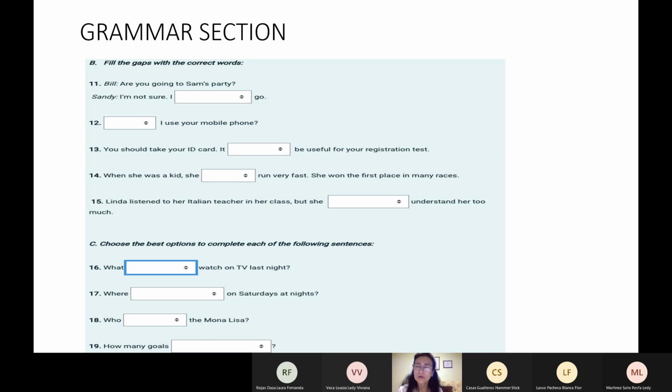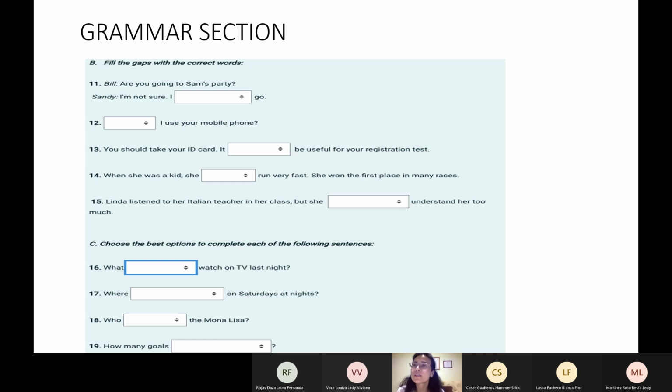Entonces, where, what is the question? Where do you... no, primero viene el auxiliar. Where do, sujeto, do you go. Where do you go on Saturdays at night? Muy bien. Que eso es presente. Y el auxiliar es el do.